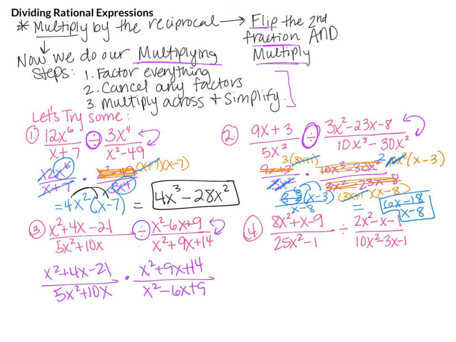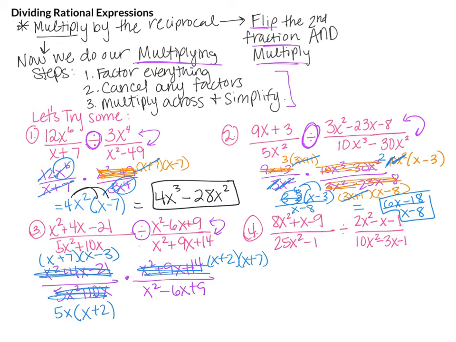All right, so now let's go factoring. I'm going to factor my numerator, or the first numerator. I'm going to get x plus 7, x minus 3. I'm going to factor the denominator with a 5x being brought out for the GCF, x plus 2. I'm going to factor my next numerator to be x plus 2, x plus 7. I'm going to factor my next denominator to be x minus 3 times x minus 3.